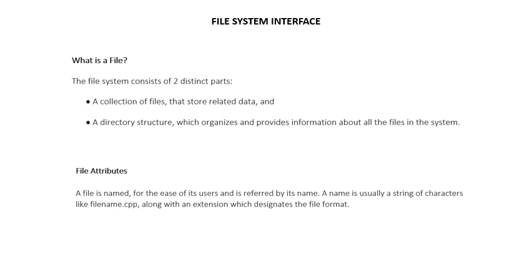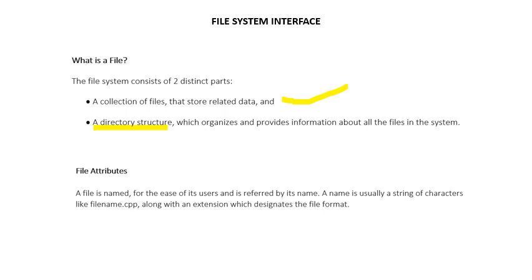Now if we see, the file system contains two distinct parts. The first is a collection of files that stores the related data. So the file system interface contains, first, a file structure or a collection of files, and second, the directory structure. This directory structure organizes and provides the information about all the files in the system. In general, the directory structure contains the files. In the directory, different files will be present.